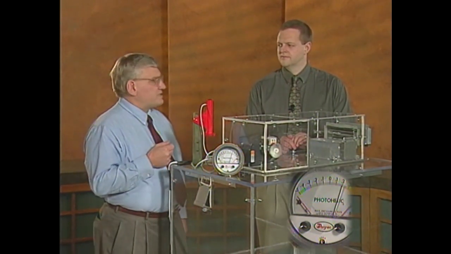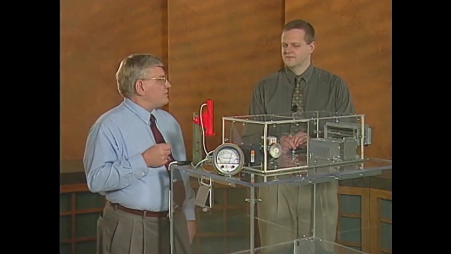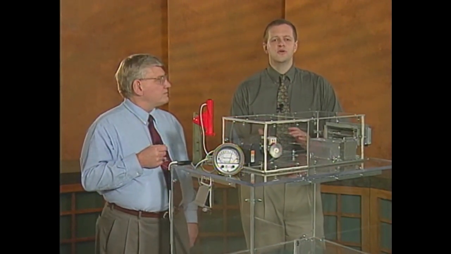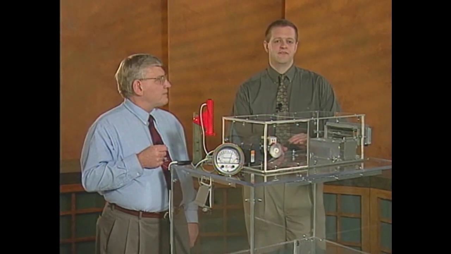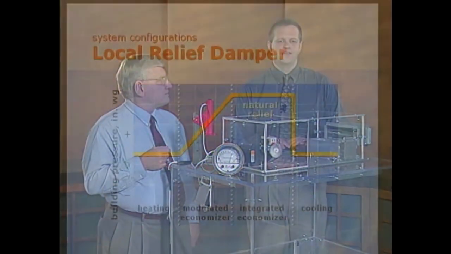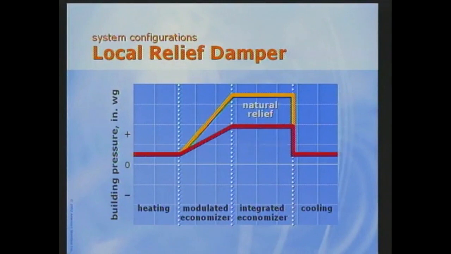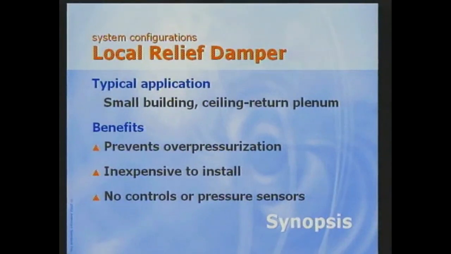John, could you please discuss the 4 building operating modes? Sure. During the normal cooling and heating modes, local barometric relief behaves just like natural relief. However, in the economizer modes, when the system brings in more outdoor air, this relief damper is forced open to prevent building pressure from rising too high. In many buildings, local barometric relief may be suitable for preventing overly positive pressure during these economizer modes. Also, the relief dampers are relatively inexpensive to install and require no additional controls or pressure sensors.